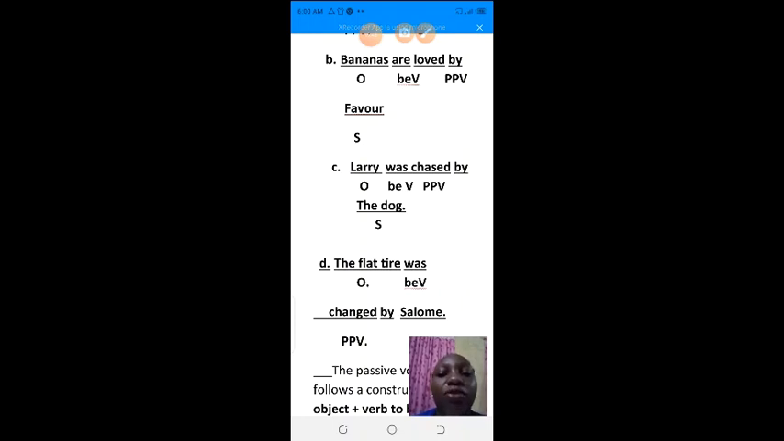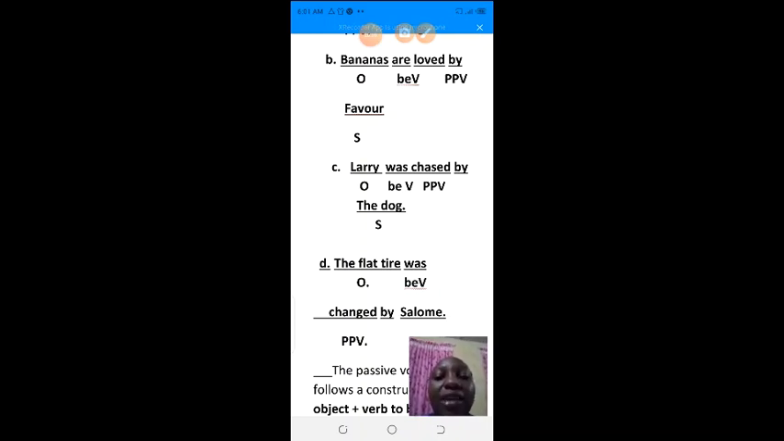Let's go to the second example. Bananas are loved by Favor. In the active voice, you said Favor loves bananas. Remember that in the active voice, the verb love was in the present tense. Now we are changing it to the passive. The action verb is going to be in the past participle form. So we say bananas are loved by Favor.